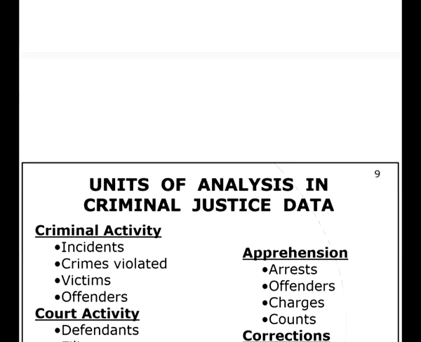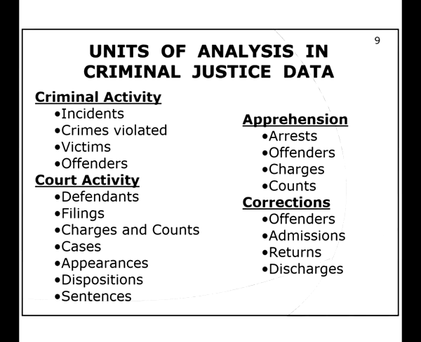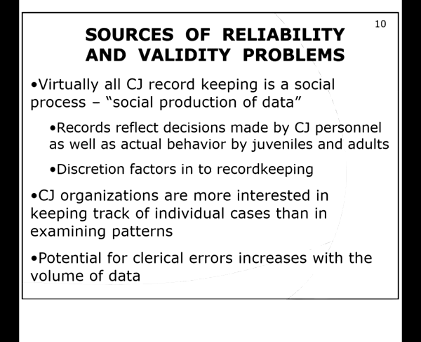So figuring all of that out can be an important part of it, right? Units of analysis, looking at incidents, crimes, court activity. So you might have defendants, you might have filings, you might have cases, appearances, dispositions, sentences, and this varies across all different types of criminal justice data: arrests, offenders, charges, counts. This is all different types you can have there.